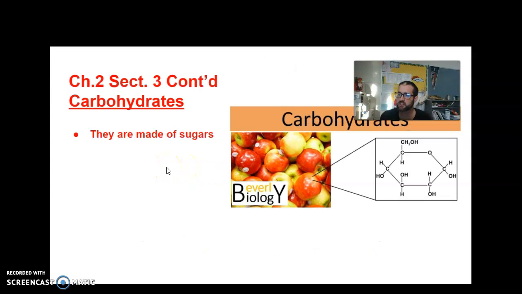Alright, so now we are in red. We are in Chapter 2, Section 3 continued. Carbohydrates. Carbohydrates, they are made of sugars. That's the first thing that we are going to put for those. So sugars are the building blocks.